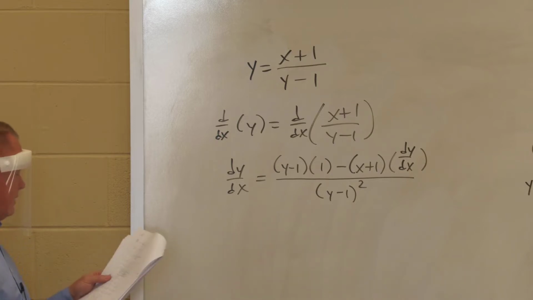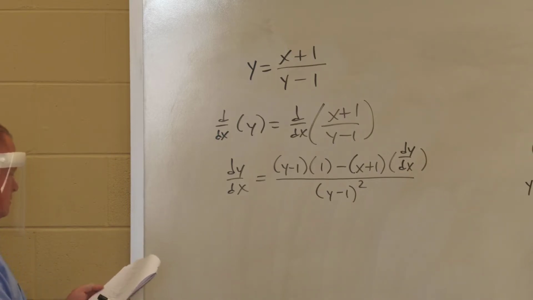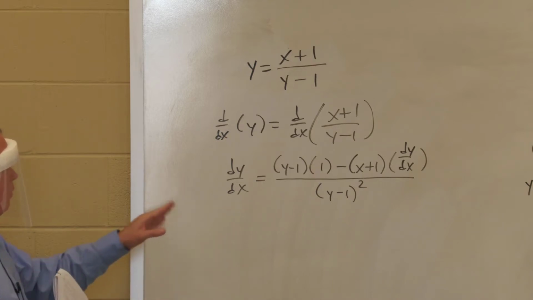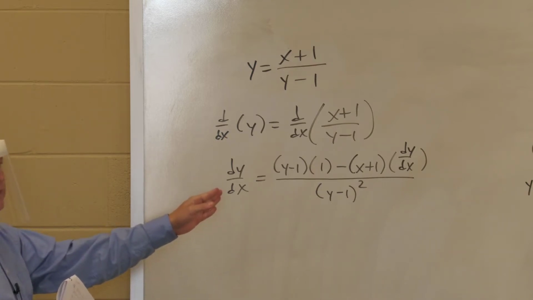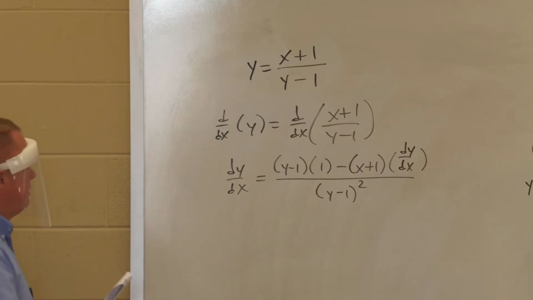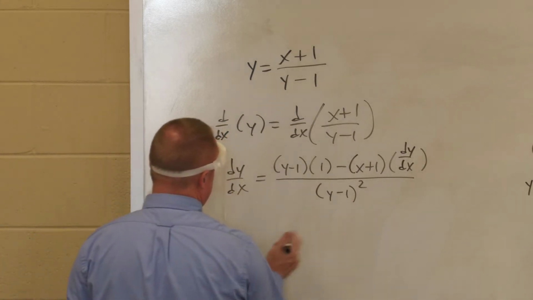Okay, so now multiply both sides by the y minus 1 squared, so I don't have the fraction. Okay, so I'm going to multiply both sides by y minus 1 squared.